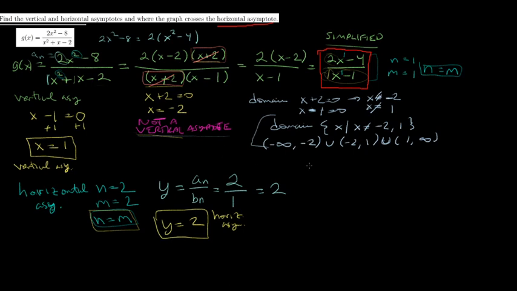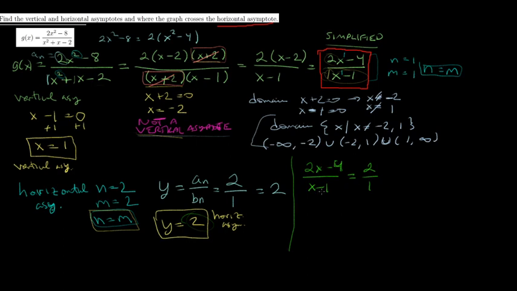So again, we're finding where the graph crosses the horizontal asymptote. This is the graph of (2x minus 4) over (x minus 1), and we want to know where that equals 2, because that's the horizontal asymptote. So I'll write 2 over 1, and we have to solve this equation for x.